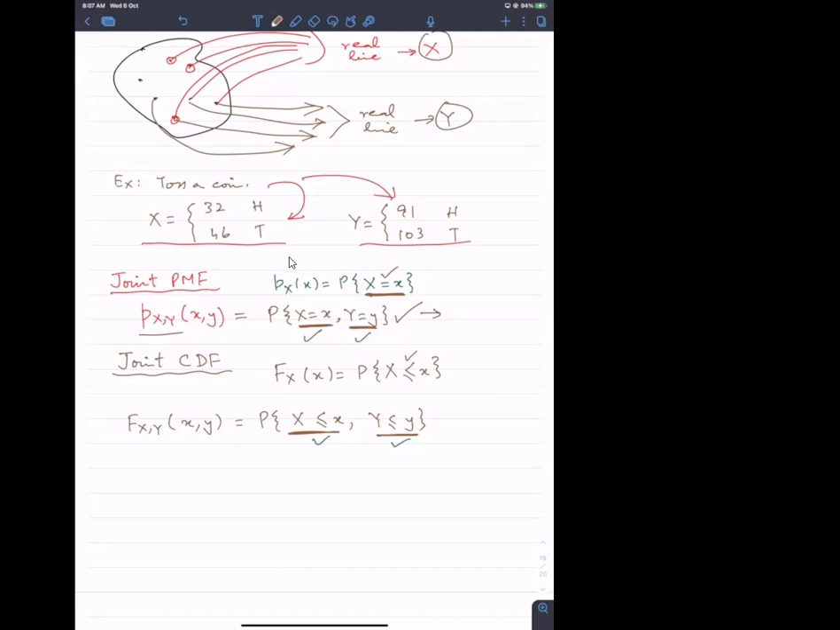Okay. Similarly, in the case of CDF, I can obtain the marginal CDF of x. When I say marginal CDF of x, I mean the CDF of a single random variable. Okay. I can obtain the marginal CDF of x by saying that F_X evaluated at a, we know that this is equal to the probability X less than or equal to a. Can I find this marginal CDF? Can I find this marginal CDF from this joint CDF?